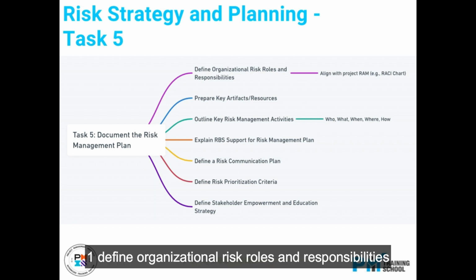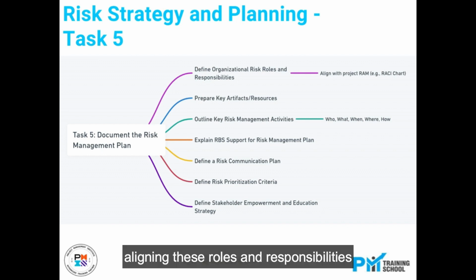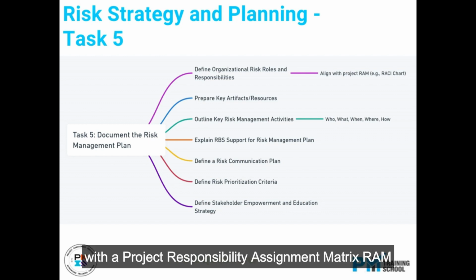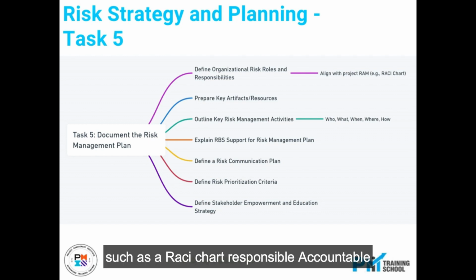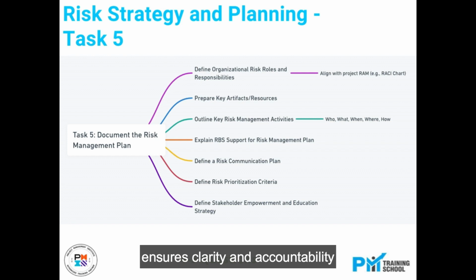1. Define organizational risk roles and responsibilities. Specify who is responsible for various risk management activities. Aligning these roles and responsibilities with a project responsibility assignment matrix, RAM, such as a RACI chart (responsible, accountable, consulted, informed), ensures clarity and accountability.